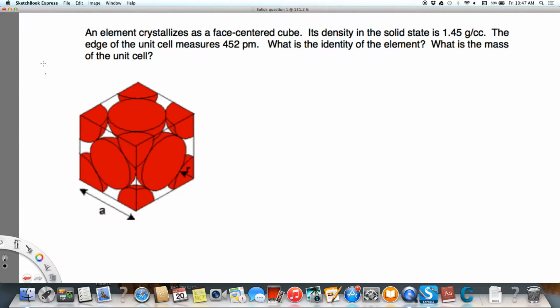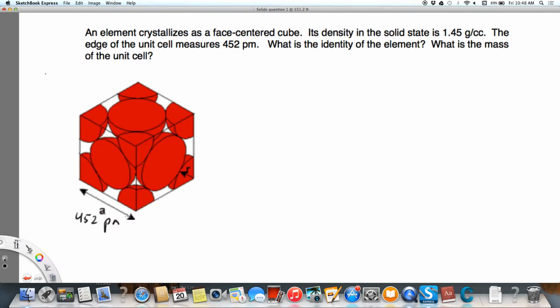So we have an element that has a face-centered cube, and I've drawn a picture of the face-centered cube here. Its density in the solid state is 1.45 grams per centimeter cubed, or cc. The edge of the unit cell is 452 picometers. What's the identity of the element, and what is the mass of the unit cell?